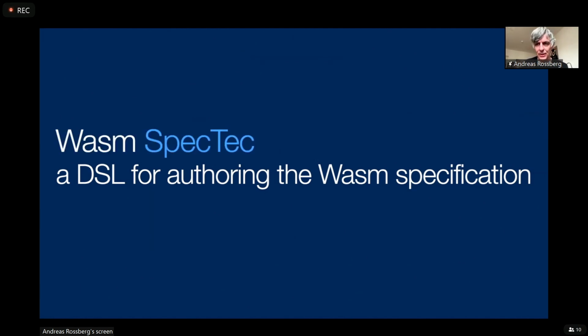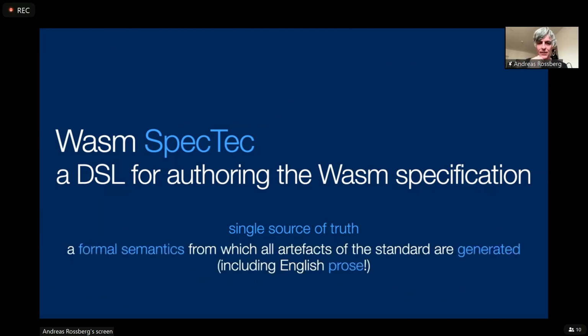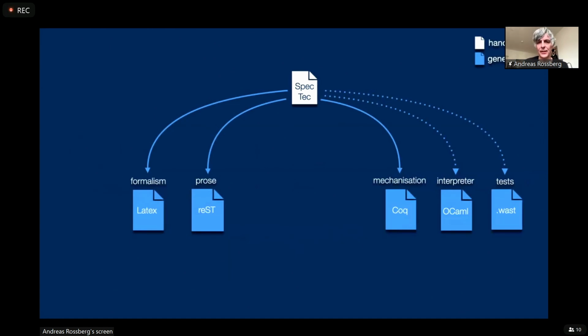And that's what I talked about 2 weeks ago, so I won't go through all of that here, but the basic idea is that we have a single source of truth from which all these artifacts can be generated, and this source of truth is a formalization. And from this, we generate everything, including the English prose. So the overall picture is something like this. We have the source that specifies the language, and then we can generate all these artifacts.